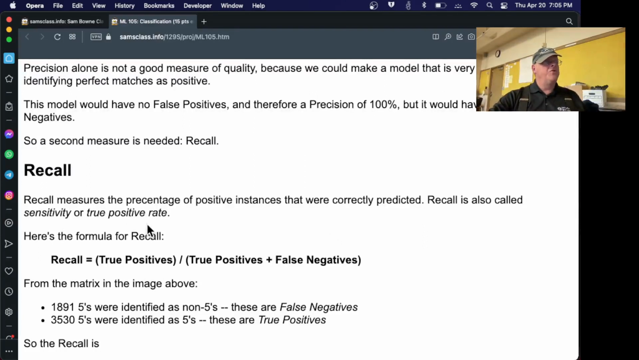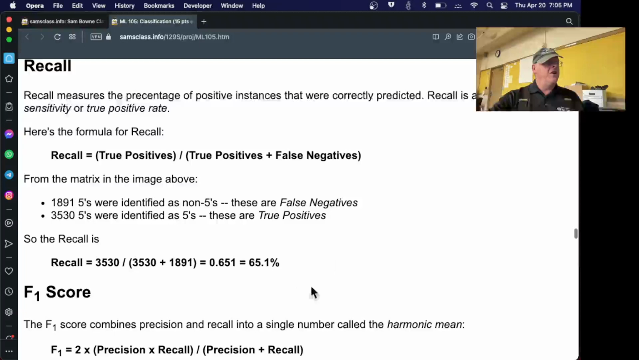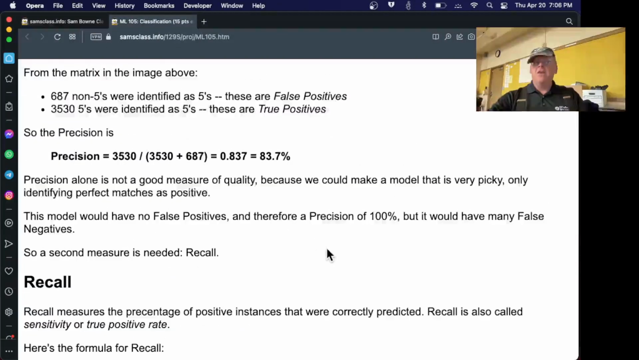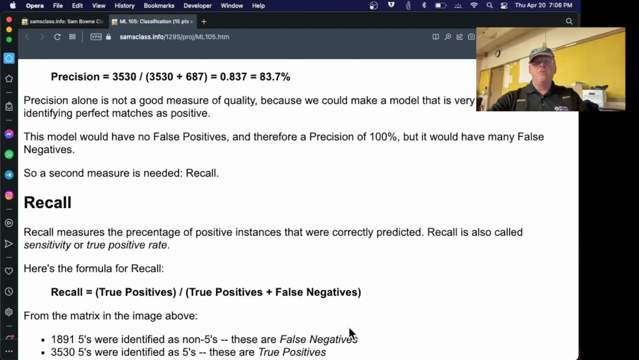So this is called true positive rate. It's true positives over true positives plus false negatives, another mathematical equation. And here, that was only 65%. So these two numbers together evaluate how good your model is.